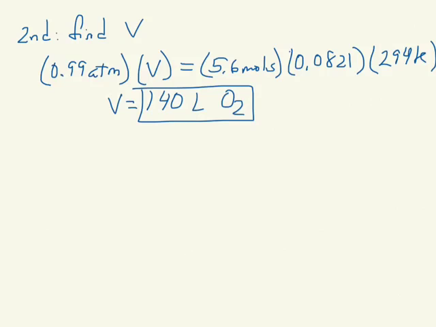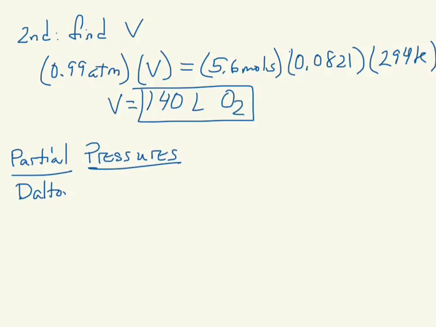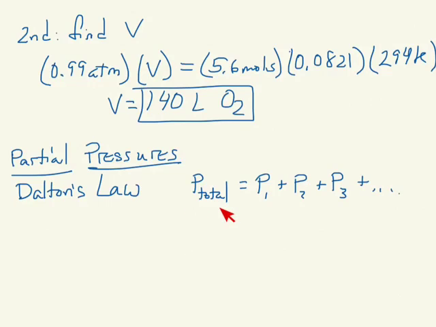Let's talk about a new idea, one that is called partial pressures. Okay, for that, we focus on Dalton's law. Dalton's law basically says that the total pressure of any mixture of gases is equal to the individual pressures of each gas, and so on and so forth. That can go all the way up to infinity. So it's basically saying the total pressure is equal to the partial pressures of each individual gas.